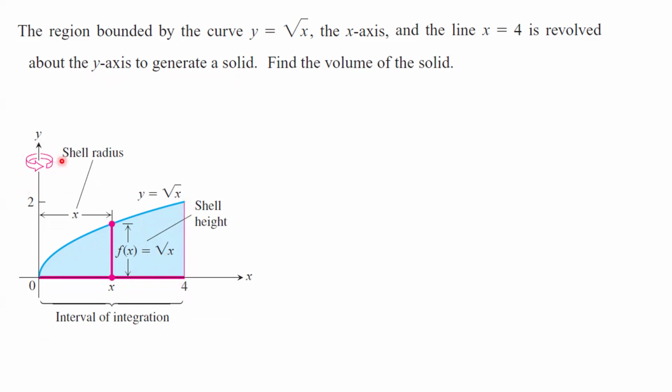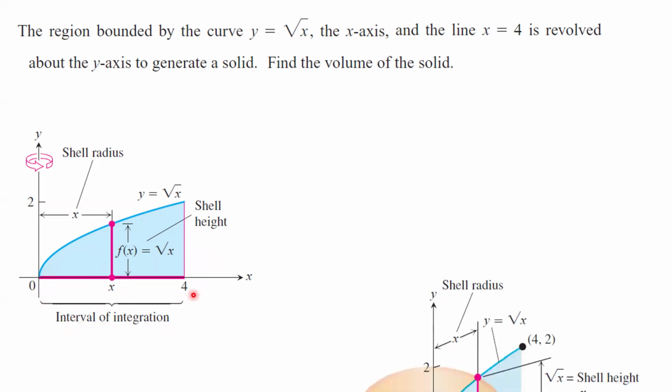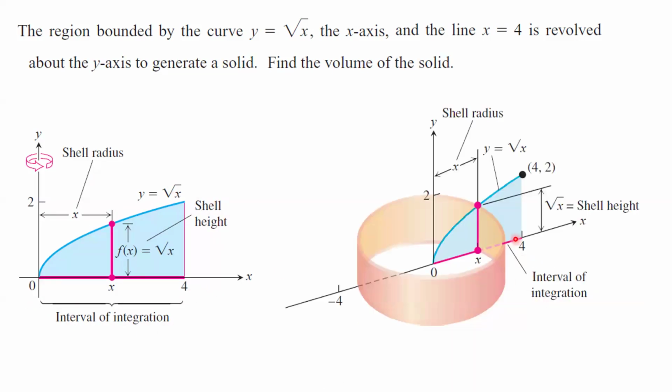When you start rotating this about the y-axis, you can easily use the method of shells. In that case, the height of the shell is the distance between the function square root of x and the x-axis, so you get square root of x minus 0, or just square root of x. You have the interval of integration between 0 and 4, and once you rotate this, this is the object that you're creating, and you can use the cylinders to calculate the volume of this object.